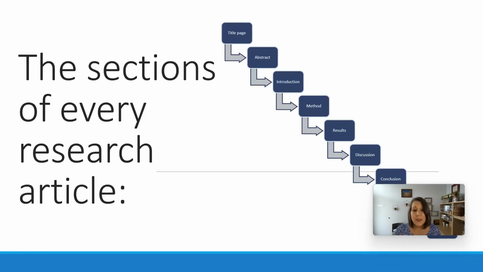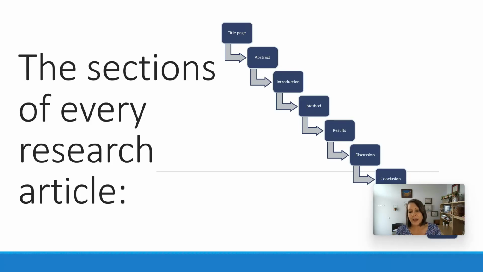Okay, something else that we need to know when we're considering if research is any good is, did the study follow the typical guidelines for reporting research? And boring as it is, you'll see that same format in every single research paper that you read: title, abstract, introduction, method, results, discussion, conclusion. And in those different sections, we can expect what's going to be found in them.